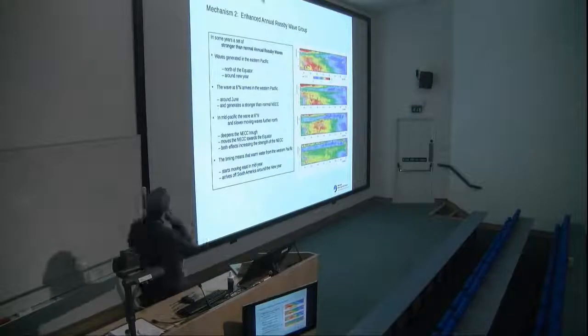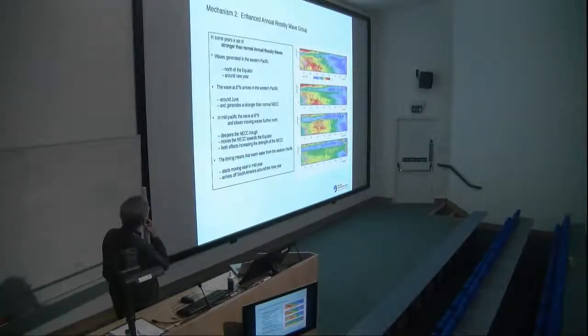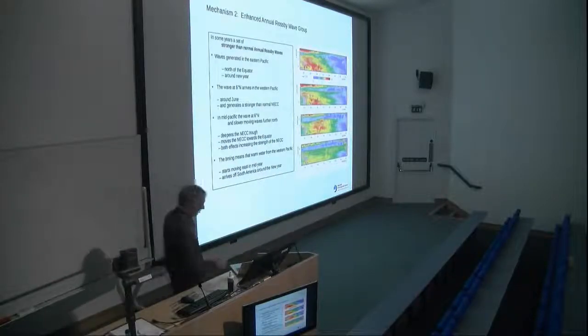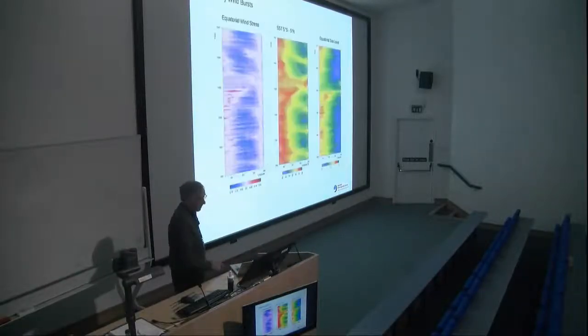So the annual Rossby wave, you can probably read this faster than I can. It starts in the Eastern Pacific, it arrives in the West Pacific around June. The slower moving waves further north, it deepens the trough, I said, it moves it towards the equator, increases the strength of the NECC, and it means the warm water starts moving east in mid-year and arrives off South America around Christmas and the New Year.